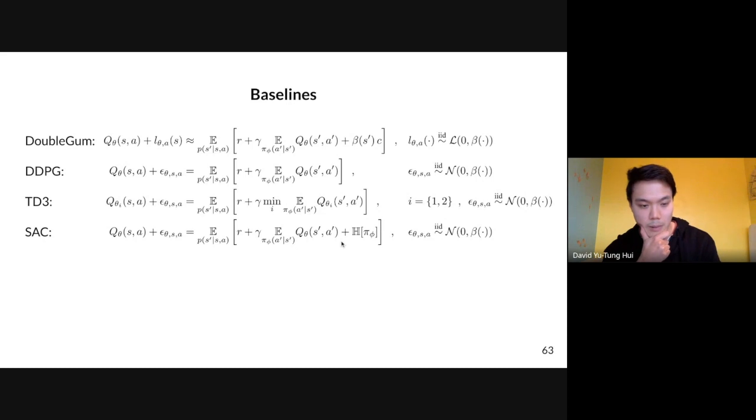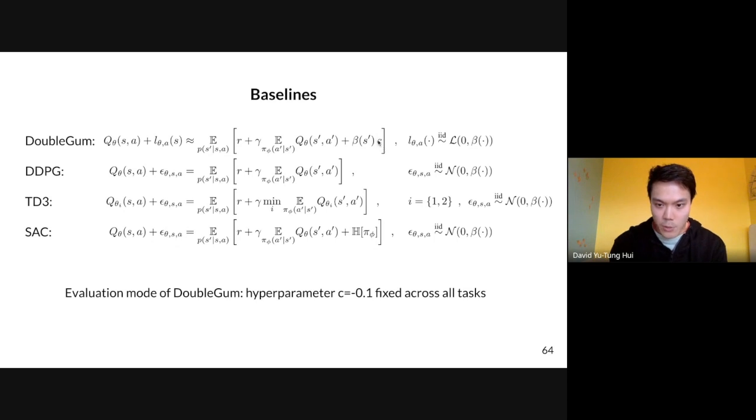And then there's also the popular algorithm soft actor critic, or SAC. And this is similar to DDPG and TD3 in the sense that it uses a normal noise, which results in the squared error loss. And it has a different target to the 3 by actually just taking into account the entropy of the policy pi. And in my paper in the appendix, I show how this is actually yet another way of approximating this beta multiplied by the cross entropy.